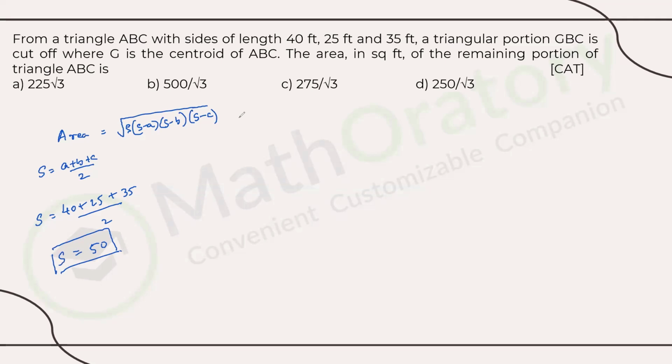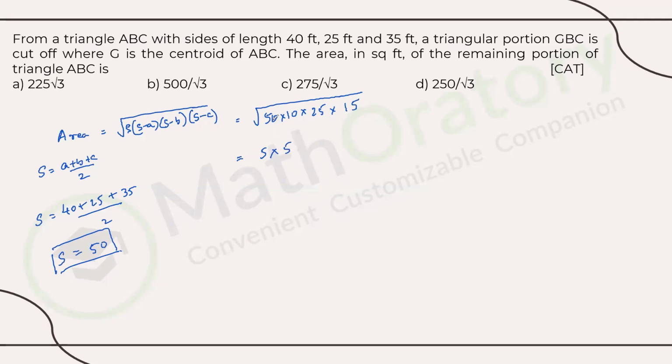And just plug in the values here. So we have root over 50 times 50 minus 40, that is 10, times 50 minus 25, that is 25, times 50 minus 35, that is 15. So instead of calculating this number and then taking a square root, the smarter way to calculate would be to take out some square root parts that we can directly observe. So for instance, if I take this 25 out of the square root, it will come out as 5. I think you should observe that 50 also has a 25 in it. So if I take that out, I'll get a 5 again.